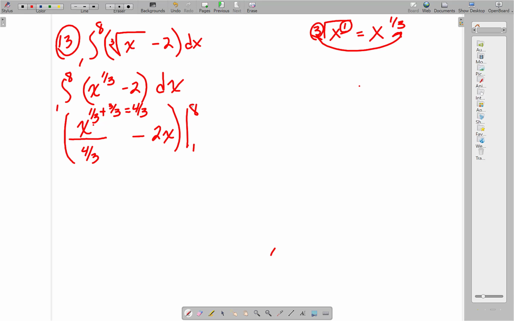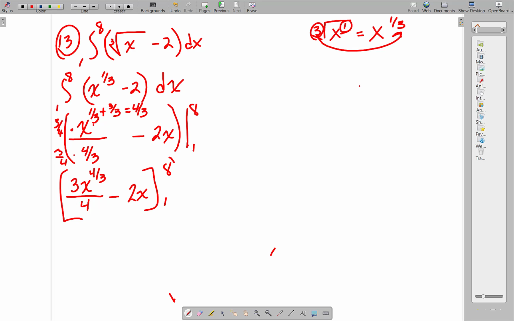So let's simplify this. We have 4/3 times, let's do times 3/4, the reciprocal. Then we get 1 in the bottom. But if we do that on the bottom, we have to do that on the top. So we have 3/4. So now we have 3x to the 4/3 over 4 minus 2x, all evaluated between 1 and 8.